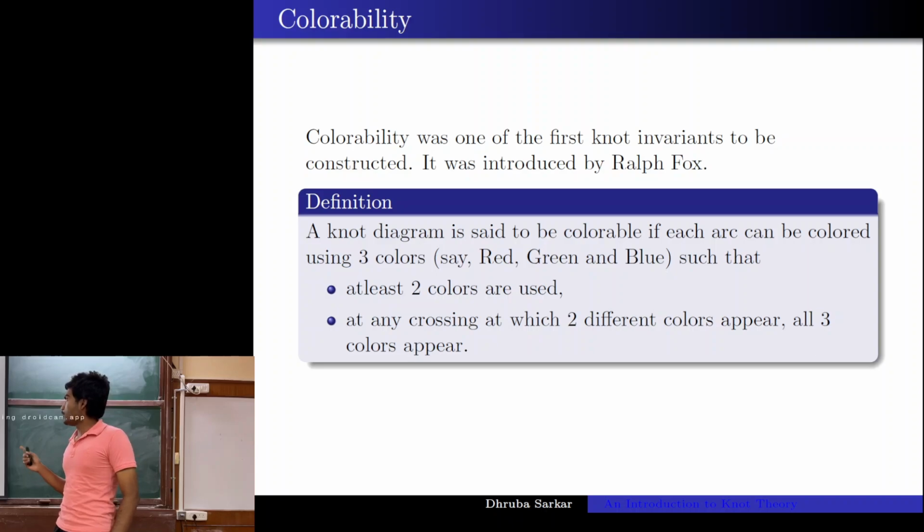A knot diagram is said to be colorable if each arc can be colored using three colors, let's say red, green, and blue, such that you use at least two colors, and at any crossing, if two different colors are used, then all three colors are used.